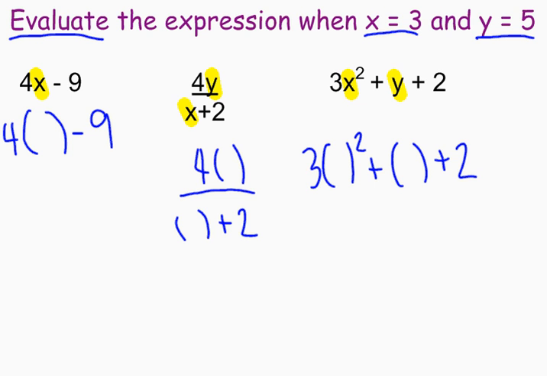Now I have room to go back and fill in. Every time I see an x, the number that's going to go there is a 3. Here's an x, so that should be a 3. Here's an x down here, that should be a 3. And here's an x right here, that should be a 3. And then I need to go back and fill in all of the y's, which should be a 5. Well, here's a 5 right here, and here's a 5 right here.